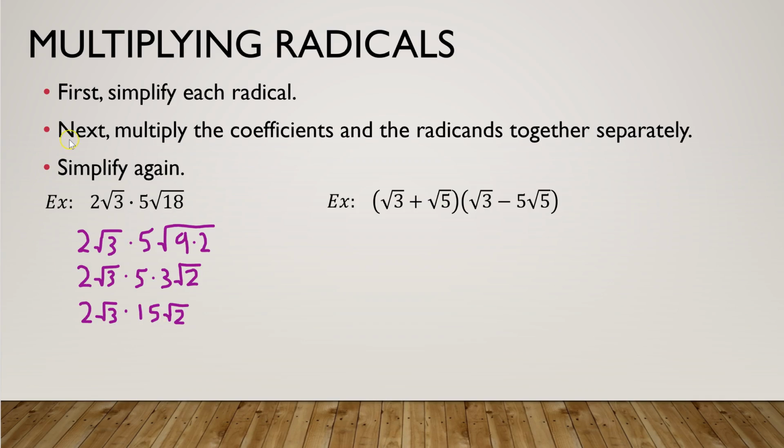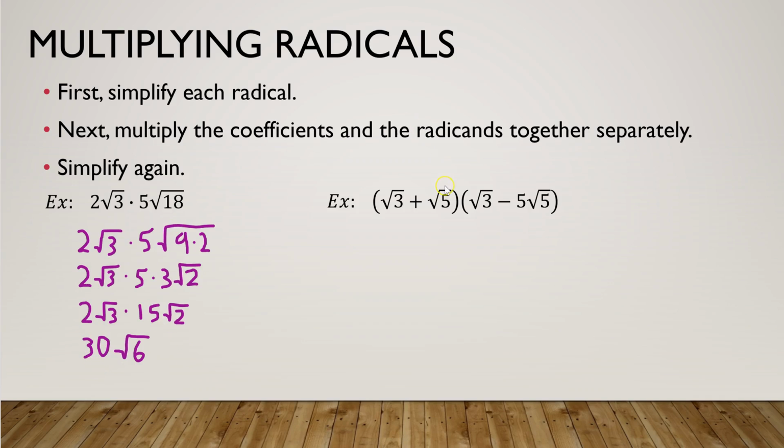Now the next step is where I actually multiply these radicals together. I'm going to multiply the coefficients, the 2 and the 15, and the radicands, the 3 and the 2, separately. Multiplying the coefficients, 2 times 15, gave me 30, and then looking inside the radicals, 3 times 2 gave me 6. It is possible at this step you might be able to simplify your radical again, but in this case I don't have a perfect square that 6 is divisible by, so my answer on the first example is completed.